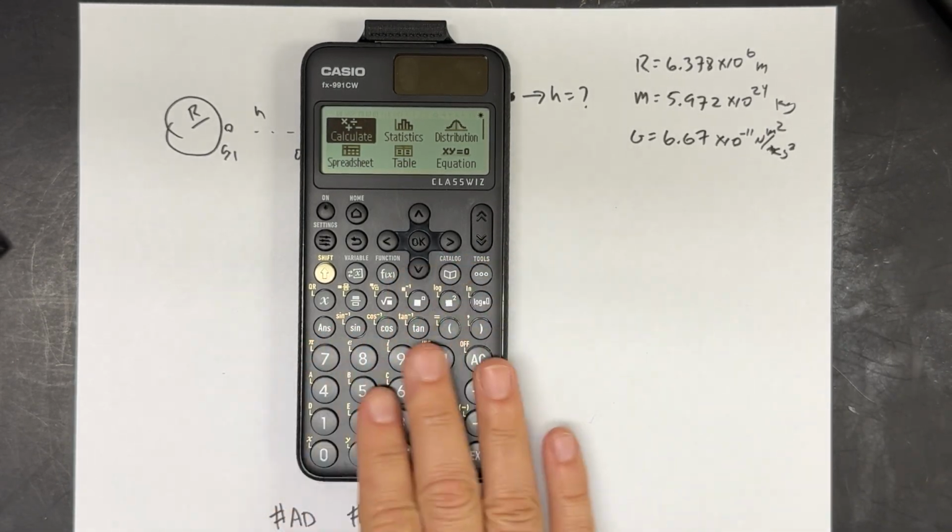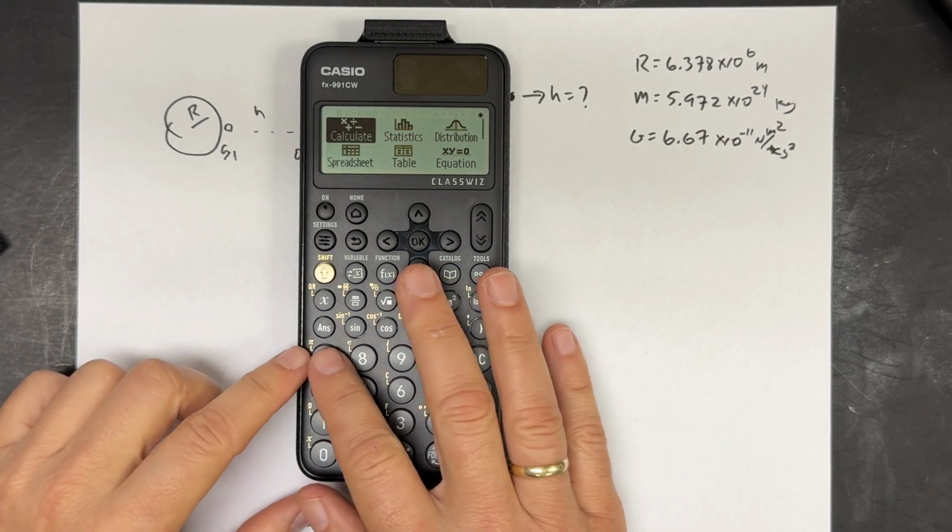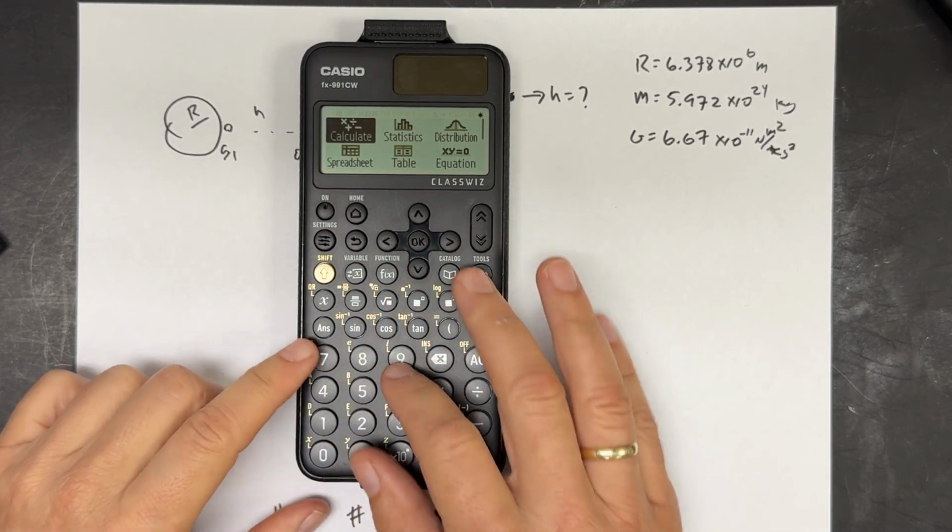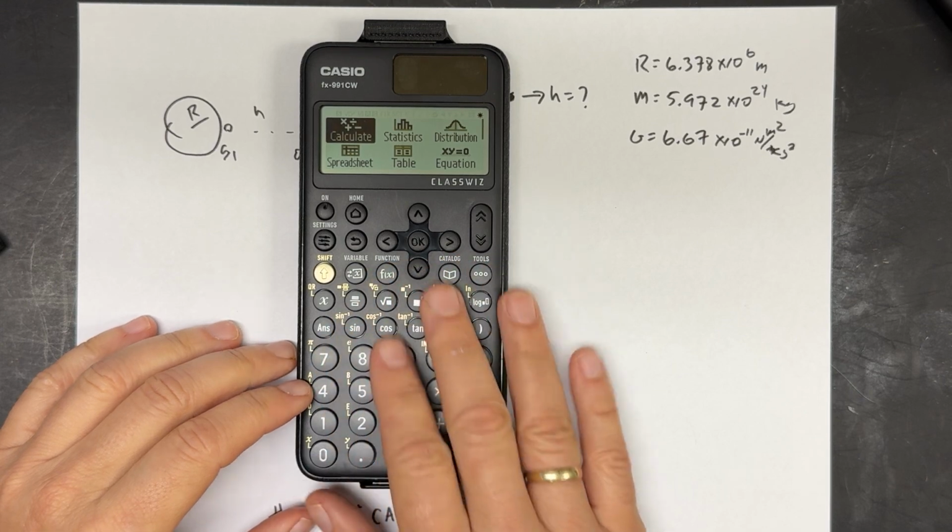Number one, this calculator has these nice round buttons that are convex so that you can press them very easily. That's always nice when you're typing stuff.